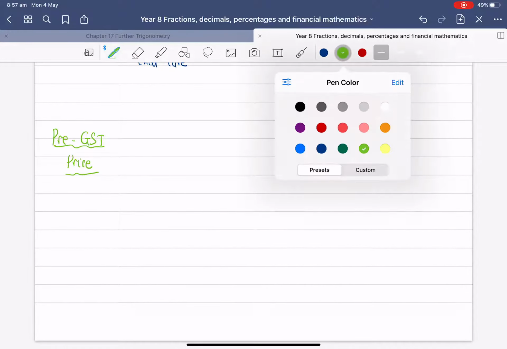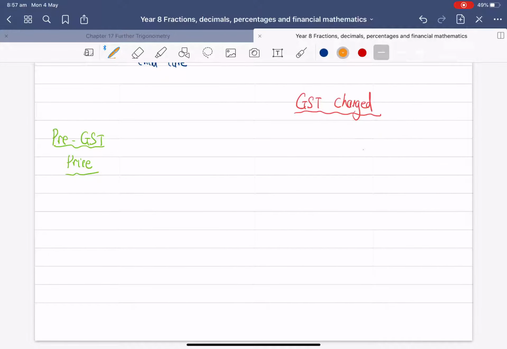And the last one is the GST inclusive price, which is the price that we pay as a consumer. So that's the final price that you see on a price tag. All right, so what are the relationships between these terms? How do we do the calculation?